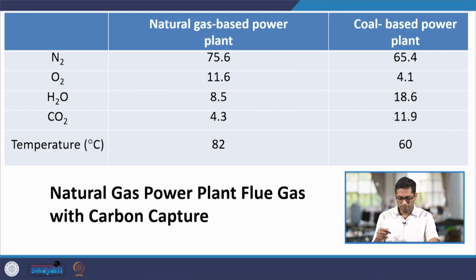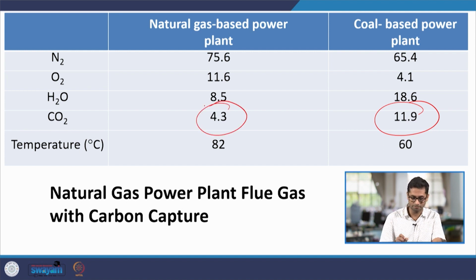And we also have a difference in the gas, or the flue gas, that we get from a natural gas based and a coal based power plant. So a typical coal based power plant would have CO2 emissions in the range of around 12%, whereas they are quite low for a natural gas based power plant.